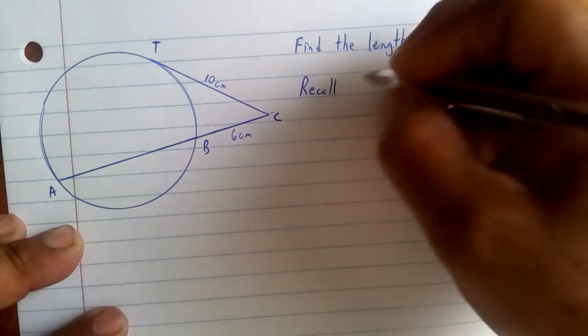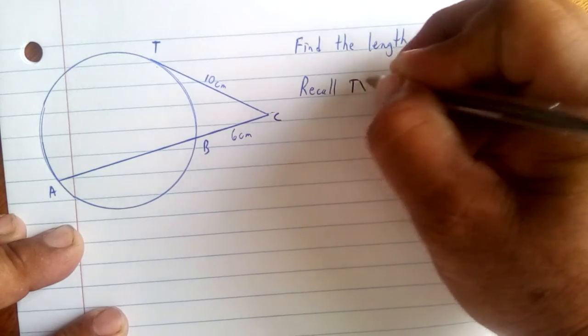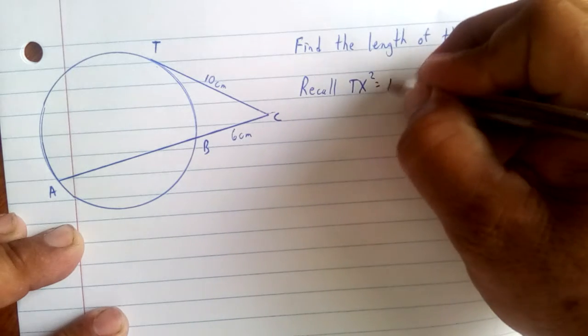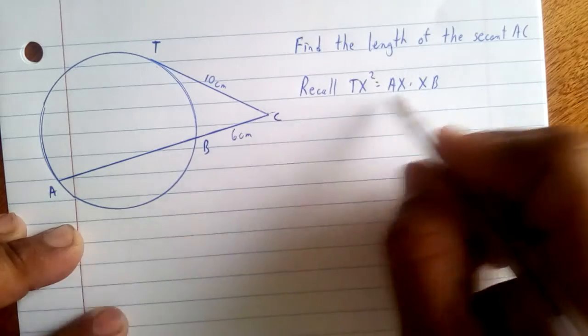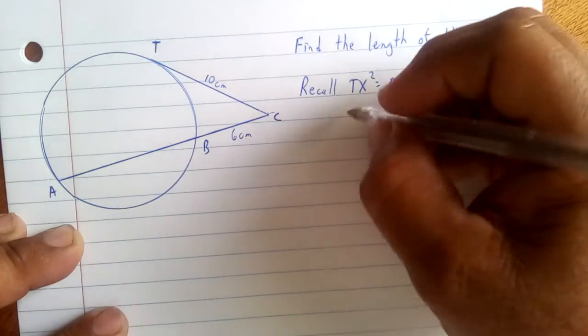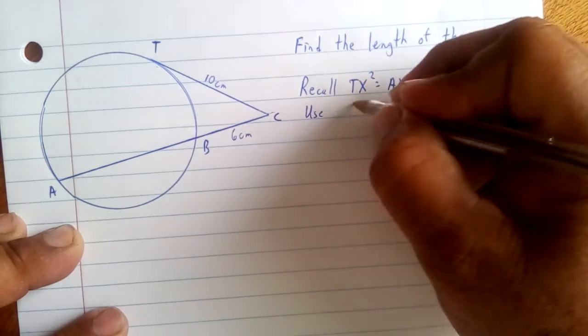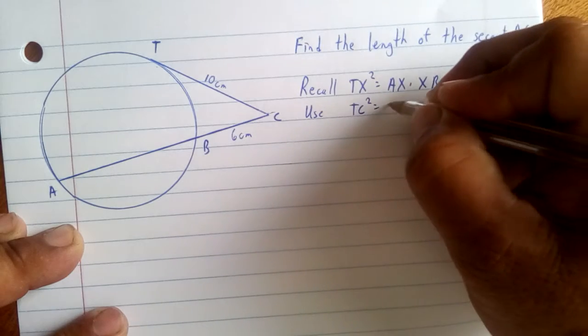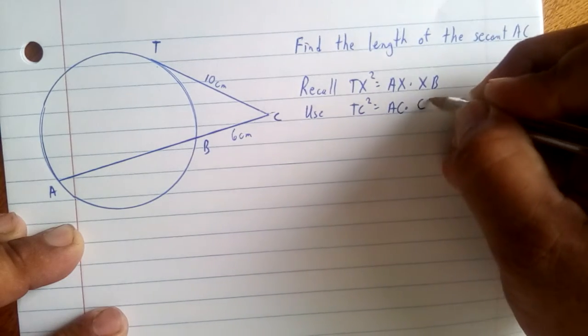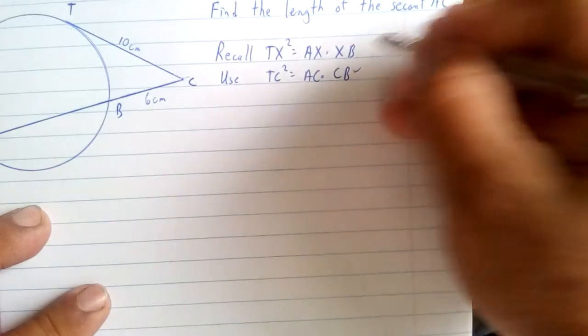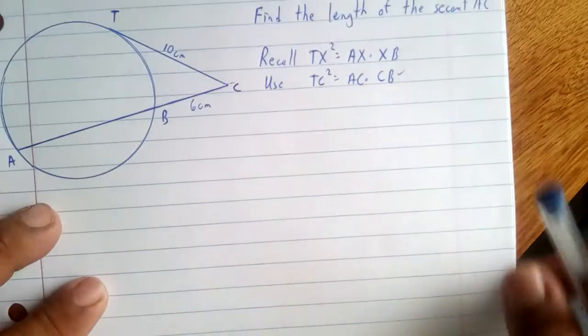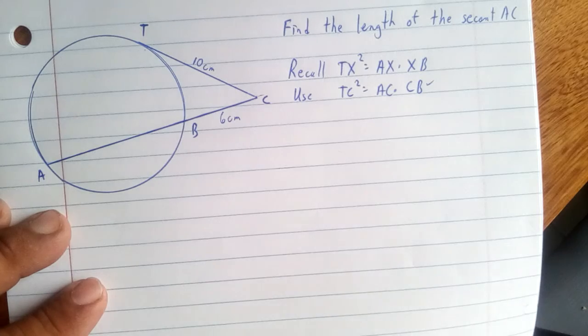then we can say that Tx from the general equation is equal to Ax times xB, but we are not using x, so we're going to use C. So Tc squared is equal to AC times CB. All right, so this is the equation which we are using. It's actually the same thing, except that this is the general one which you can use for you to recall.